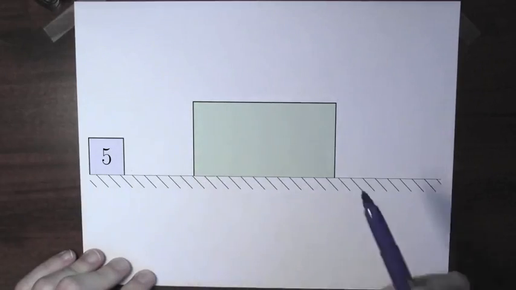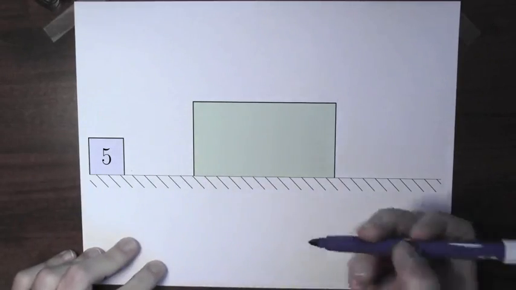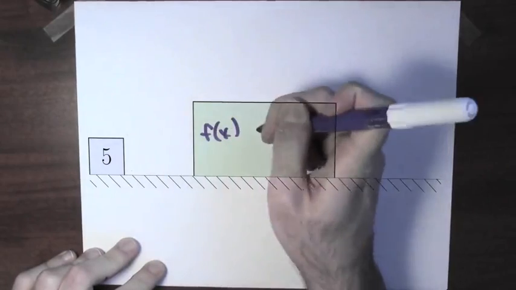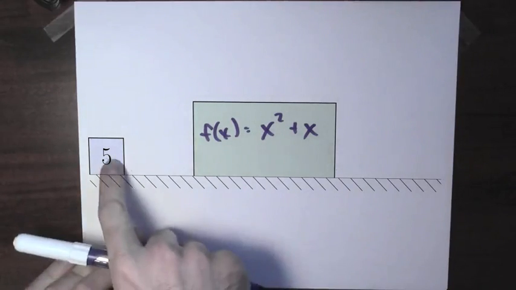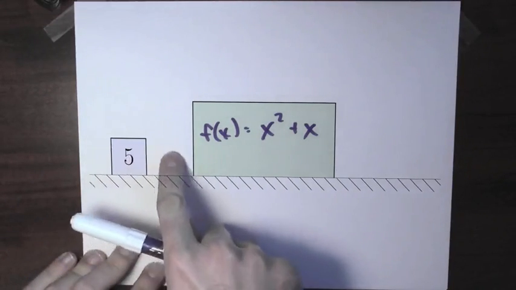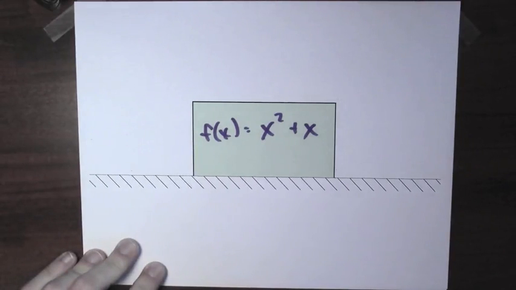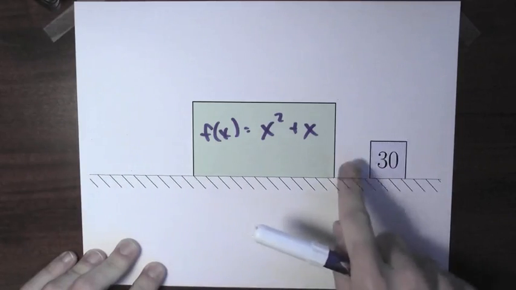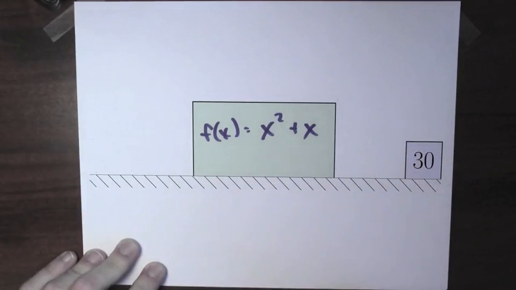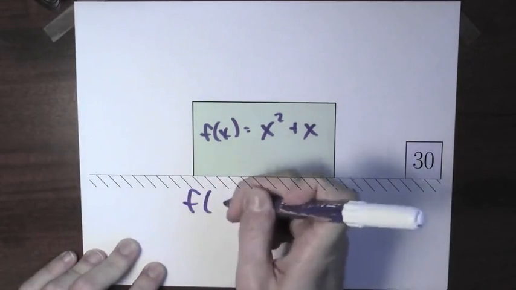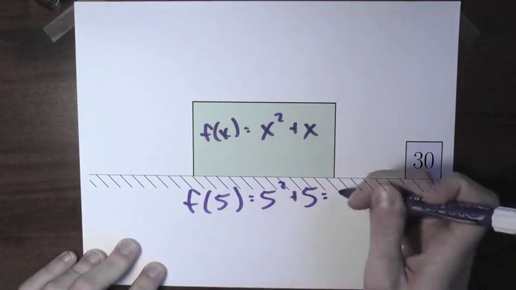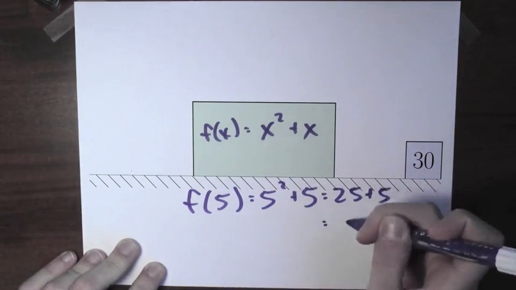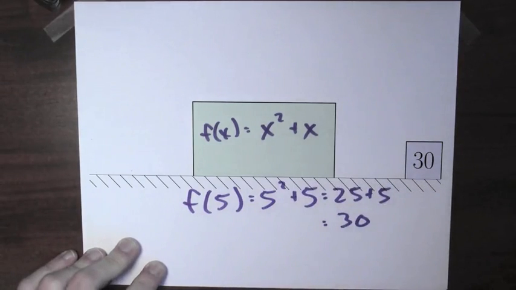I'm imagining the number 5. Let's tell you what this machine is going to do. Maybe this is the function f of x equals x squared plus x. And I've got this number 5 here. I'll start the conveyor belt going, so the number 5 starts moving through the machine. And when the machine is done processing it, it comes out the other side, and now it's the number 30. Because f of 5 is 5 squared plus 5, which is 25 plus 5, which is 30.